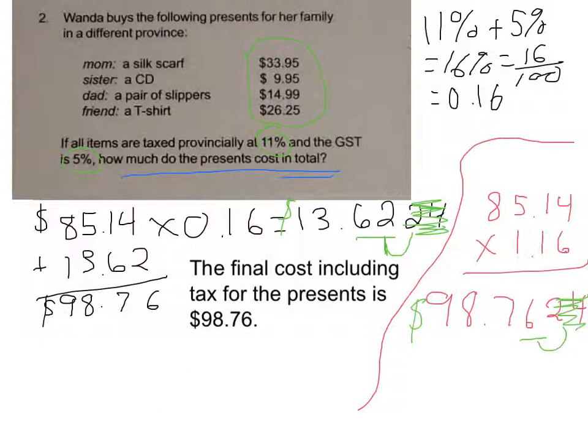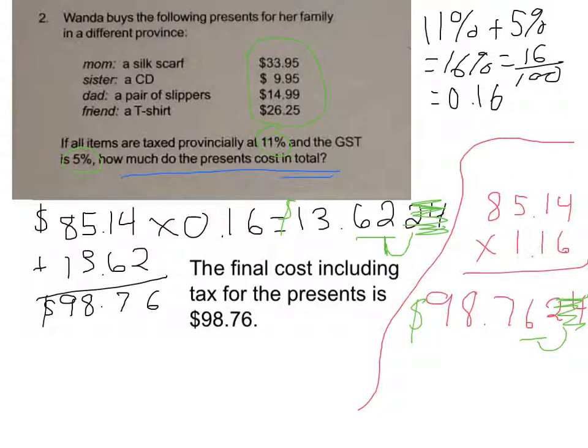So I get $98.76. So I get the same thing whichever way I go. I can use this strategy over here for this one because I just had to find the total cost. I didn't have to do everything else. If this doesn't sit well with you, stay with this way: find the tax rate, figure out the tax, add them together. This is just taking it all and putting it into one step.